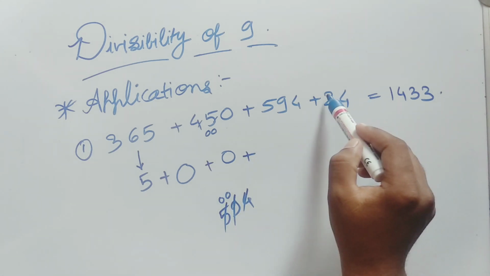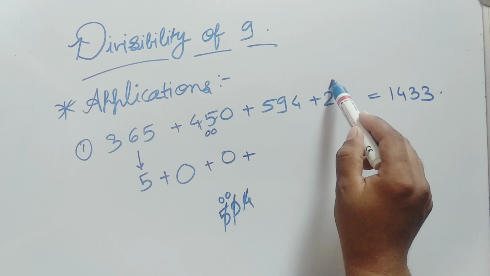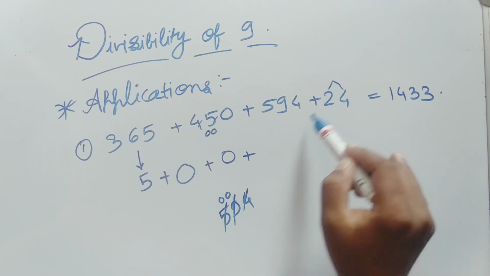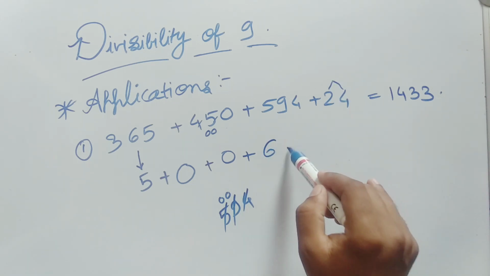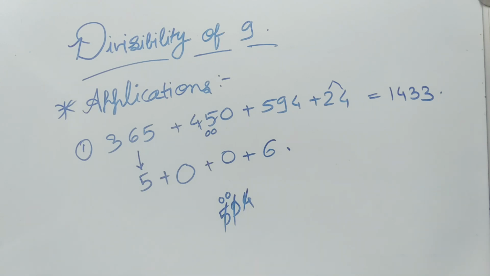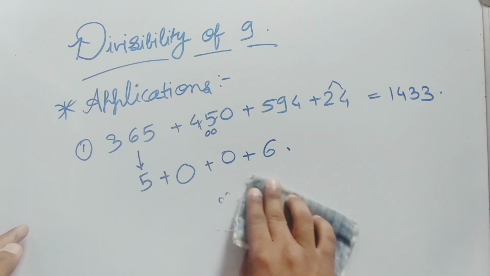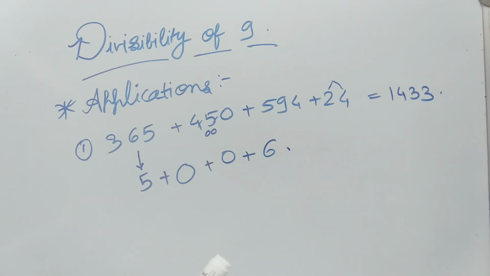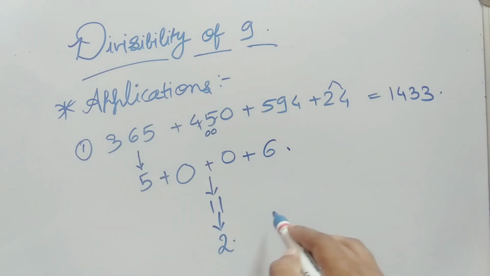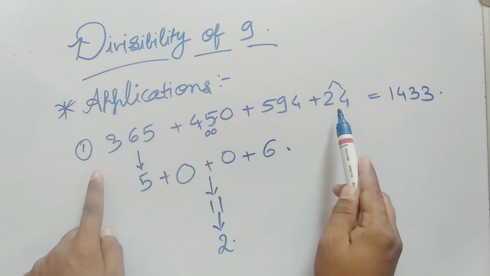And last but not the least is 24. So just add these two digits. So 2 plus 4 will give 6. Now we'll add all these obtained single digits. So we'll get the solution as 5 plus 0 is 5, 5 plus 0 is 5, and 5 plus 6 will give 11, and 1 plus 1 further will give 2 as the single digit for this entire equation.